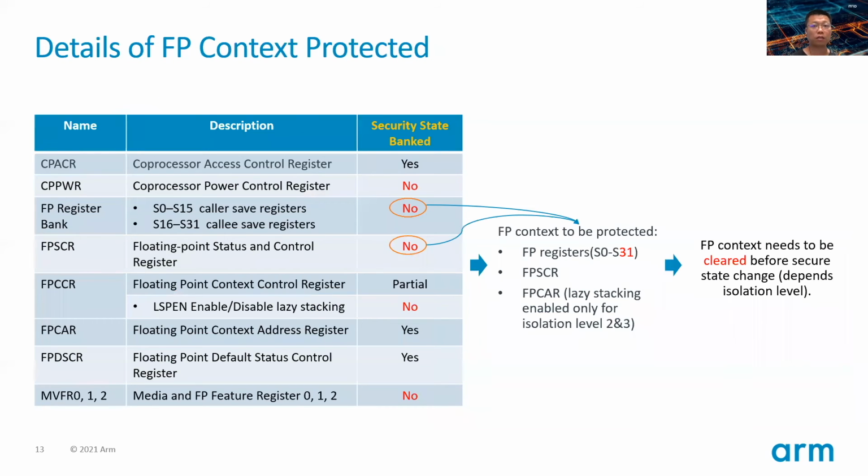After we do the analysis of the risk of FP context leakage, let's see what kind of FP context should be protected. Here are the registers listed. We can see that the FP register bank and the FP status and control register are not banked between the security states. So these 2 registers should be protected. Also, for the lazy stacking enabled case, for isolation level 2 and level 3, the FP context address register should also be protected. All these FP contexts should be cleared before security state change. It depends on the isolation level.